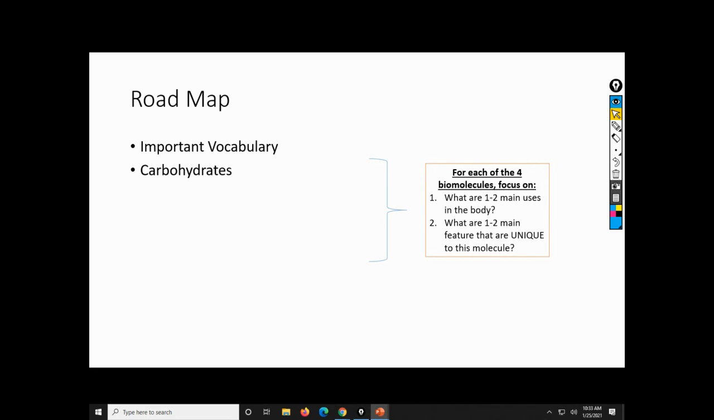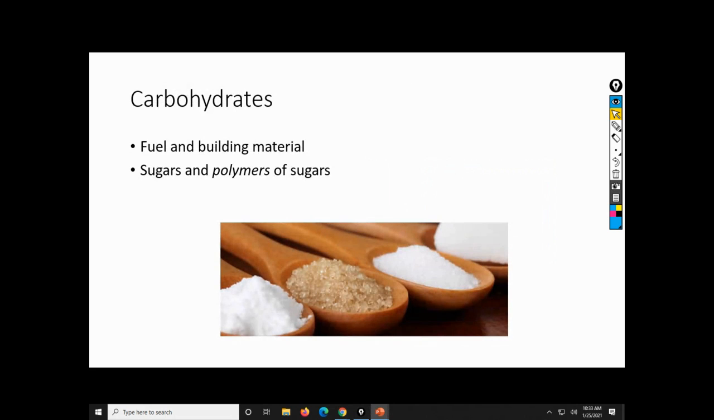Okay, so let's go ahead and start. We're going to keep my orange box here in the back of our mind as we go through carbohydrates. Okay, so carbs. These are one of our more familiar biomolecules, serving largely as fuel, right? This is a food item, as well as building materials, and we'll see them as both.